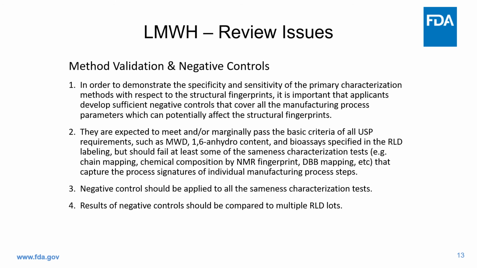However, the negative control should fail at least some of the primary sameness characterization tests. For example, the chain mapping, the chemical composition by NMR, the disaccharide building block mapping, etc. Thus, such negative control can capture the process significance of individual manufacturing.